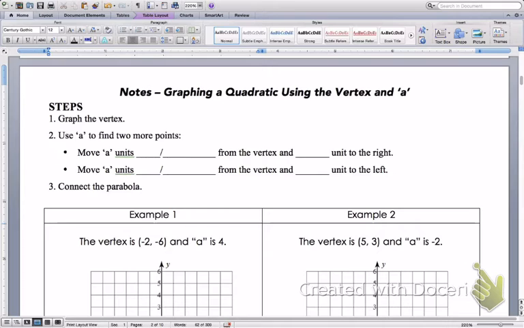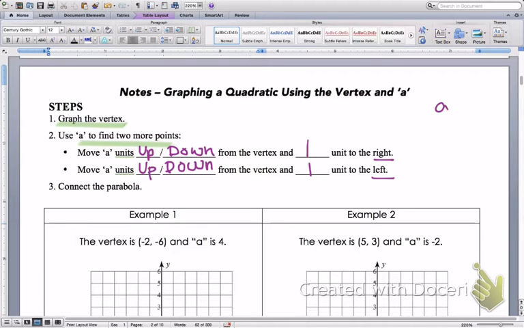So how do we graph when we have those two things? Always start by graphing the vertex. That's quick. Then we get 2 more points using the A value. Remember, the A value tells us to move up or down. So for the next 2 points, we will be going up or down based on A being positive or negative. And then we always move 1 unit to the right and 1 unit to the left.